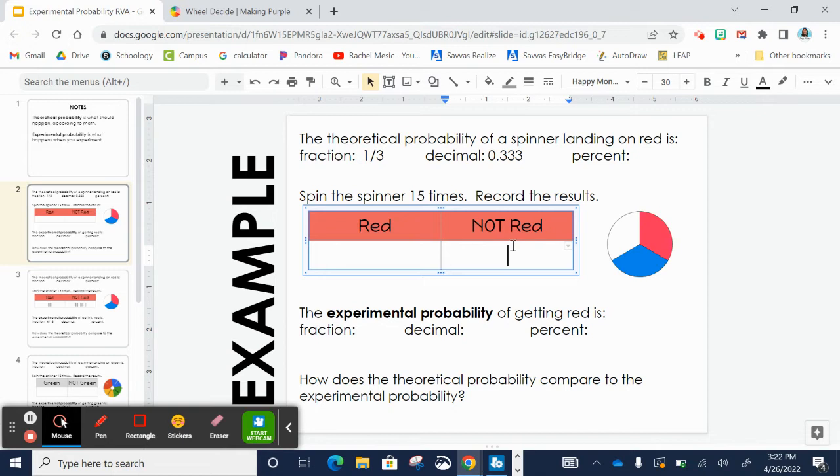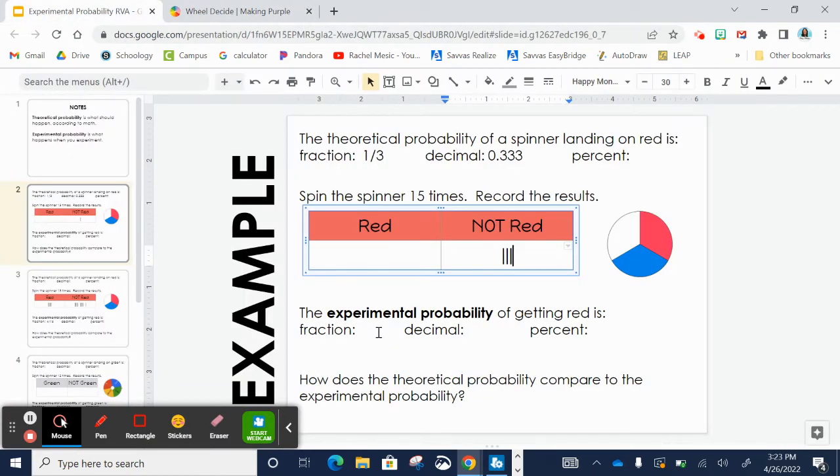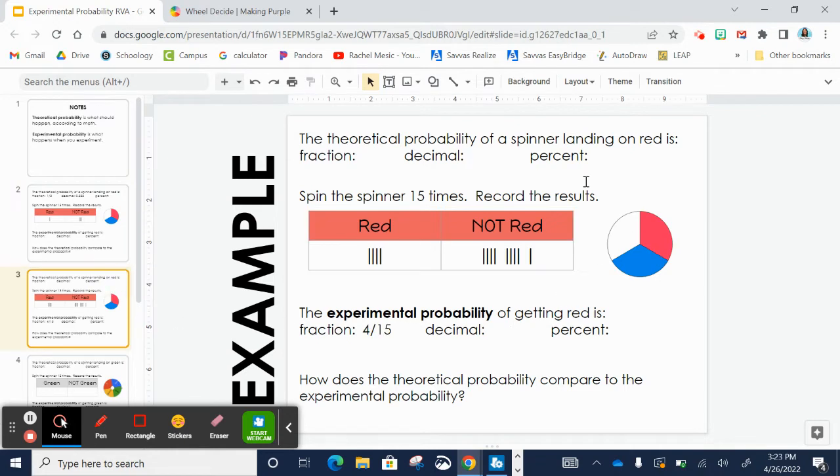Above the enter button, there's a slash, but if you do shift and that slash, you get a little tally. So I'm going to keep on going back and forth to the spinner, into my table, and make some tallies for what I get. For the sake of time, I did that ahead of time. Here is a summary of my results.